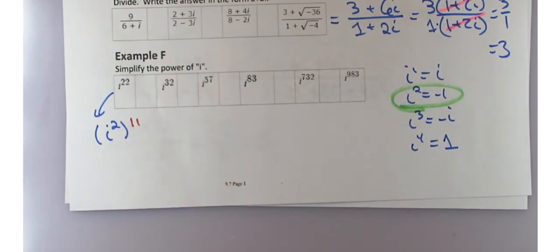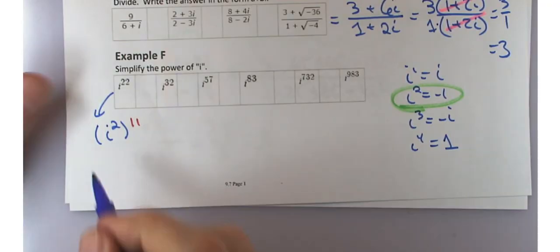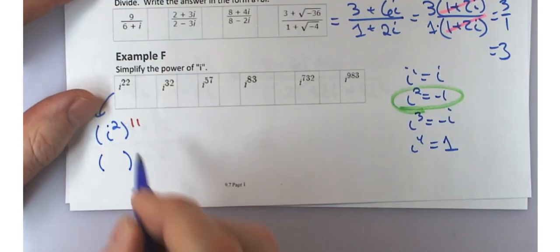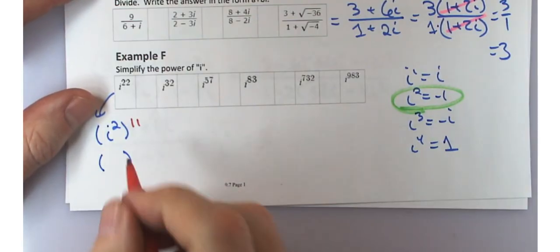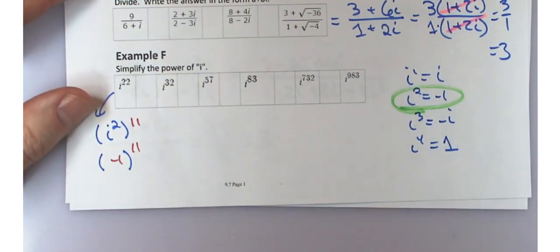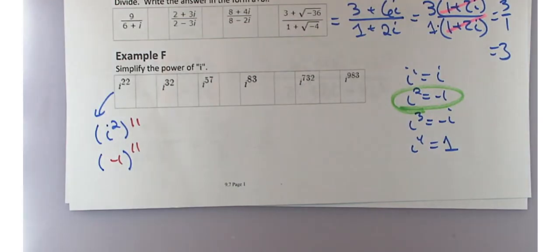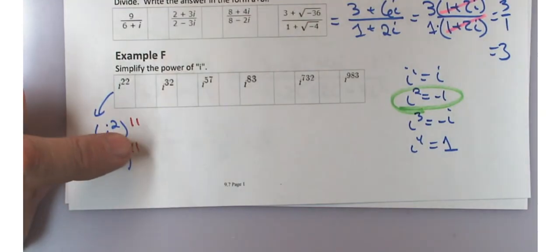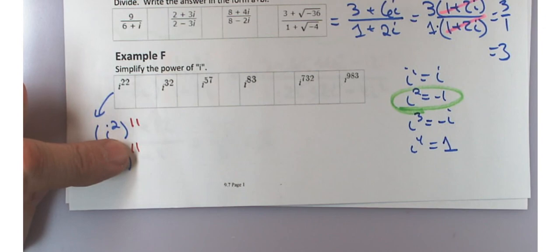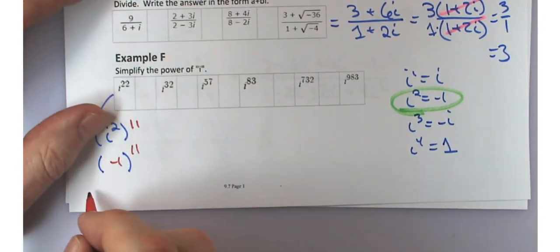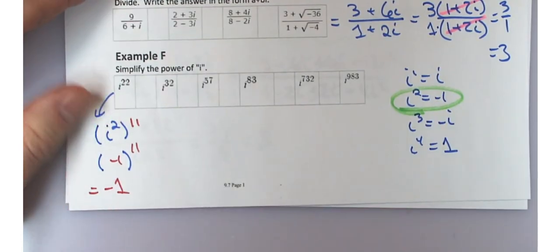Now, how does that help me? Can someone tell me what i squared is? -1. Now, -1 to the 11th power means -1 times -1 times -1, etc. But the important thing is that I've got an odd number of these. So if I have an odd number of them, I end up with a negative. So I end up with -1 in that case.